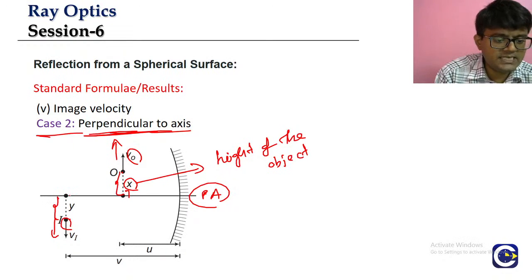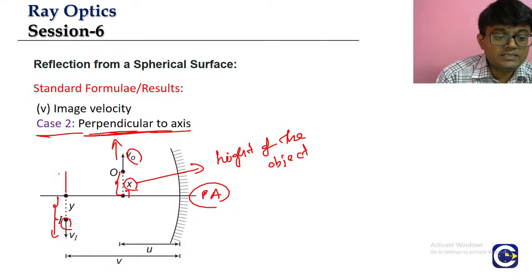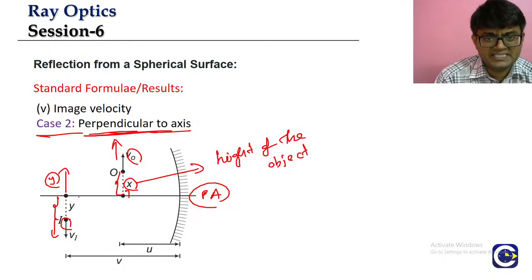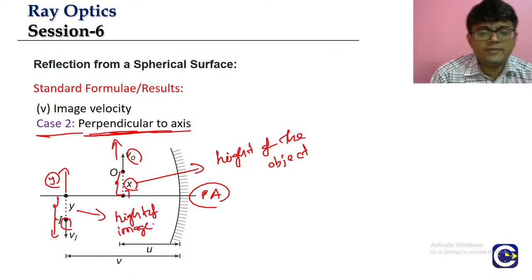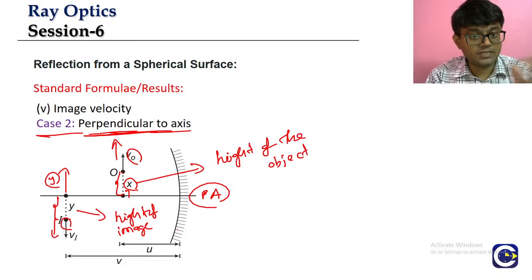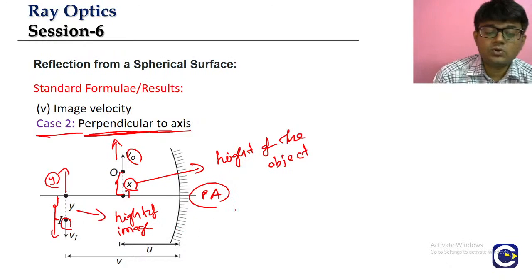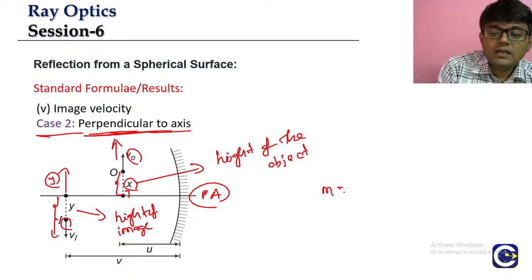Similarly, if the image is at a distance y, the y may be in this direction also, we don't know yet. We are just taking one sample representation, that is it. The y value represents the height of the image, because heights we measure perpendicular to the principal axis. Now look at this. Now we have an important formula.